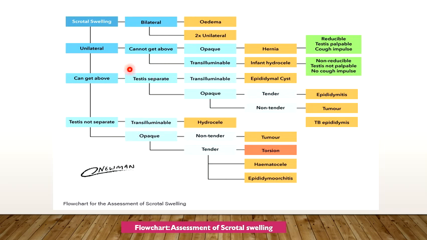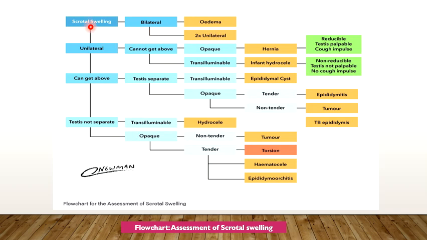Now, if you cannot get above it, then it can be a hernia, especially if you cannot get above it and it is opaque, does not transilluminate. It can be a reducible or non-reducible hernia. If it transilluminates, it is a hydrocele. So if it is an infant, it is a hydrocele, non-reducible. And if it is bilateral, sometimes it is edema, or the condition itself is bilateral, two times the unilateral causes.